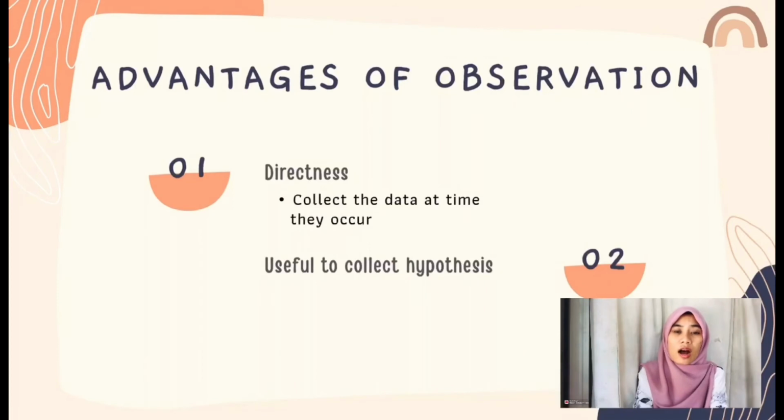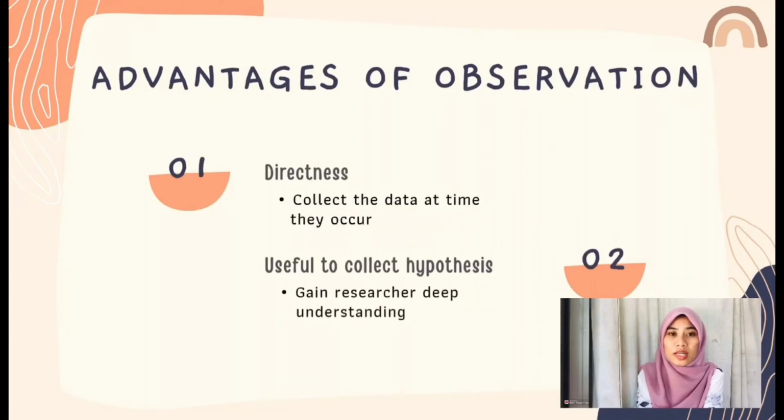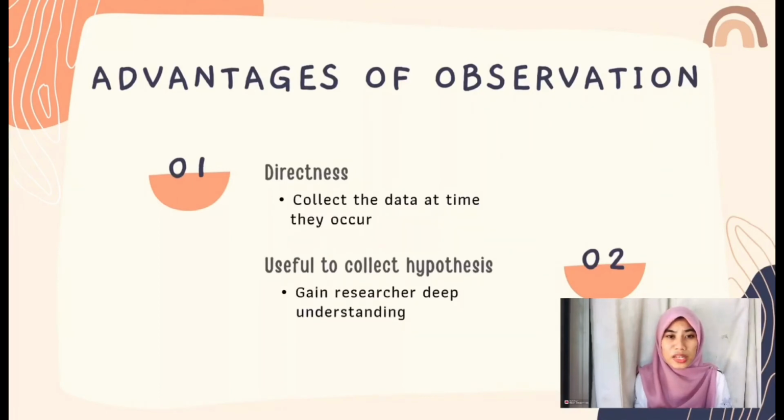Second, observation is useful for developing a hypothesis. Observers can gain a deep understanding of a phenomenon by continuously observing it. By studying their routines, likes, dislikes, problems, perceptions, various activities, and much more, the observer can form a hypothesis about them. Therefore, any researcher has to be a good observer.